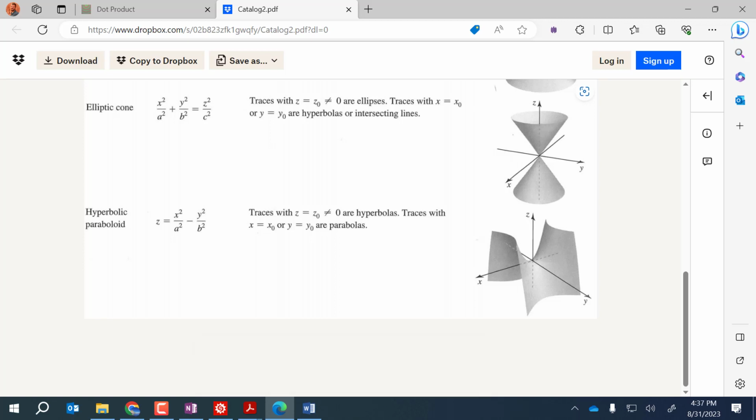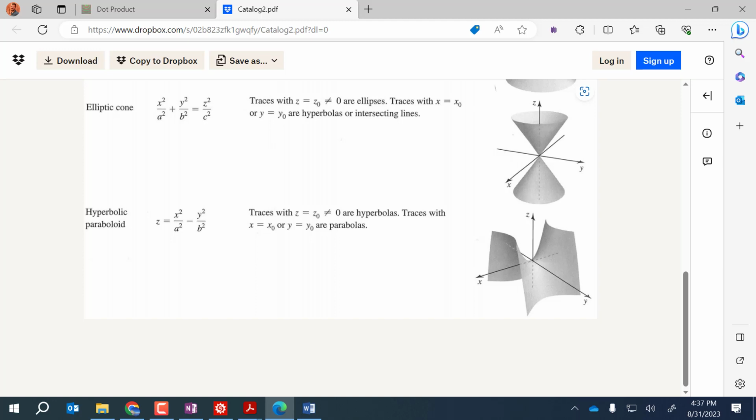But if I were to look at the trace in the XY plane, it's a hyperbola. So I have one trace that is a hyperbola, and two are paraboloids. Excuse me, two are parabolas. So what's the name of this? Hyperbolic paraboloid. Okay. Giving the right name to these is not the most important thing we do, but it helps you to start organizing these.